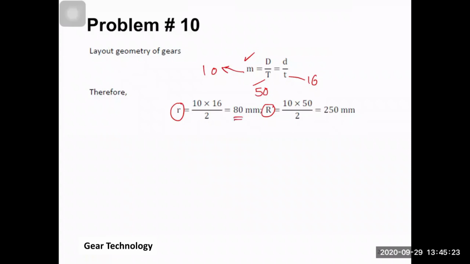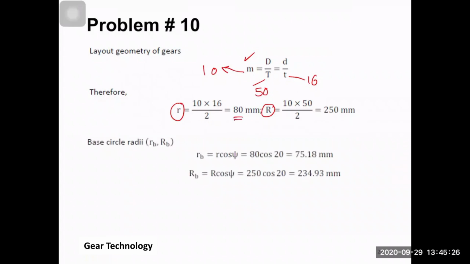Okay, we also need the base circle radii. We understand that there is a relation between these two, remember? So R sub B, which is the base circle radius, is equal to R cosine phi. The R value here, which is the radius of the pinion, is 80. The pressure angle is 20. So we can find the base circle radius for the pinion. We can find again the radius of the base circle for the gear. This value is 250 multiplied by cosine 20.